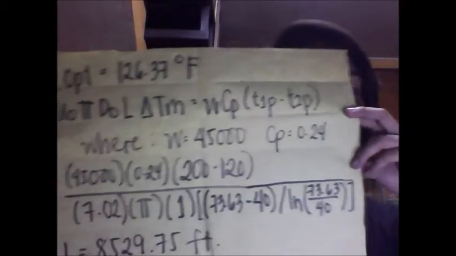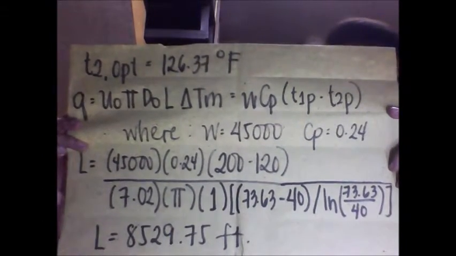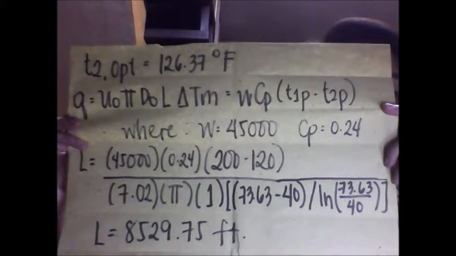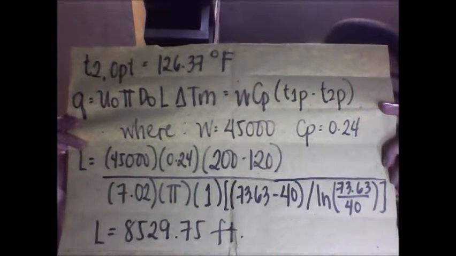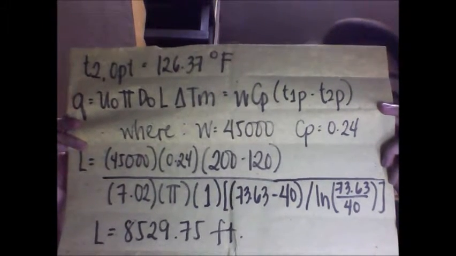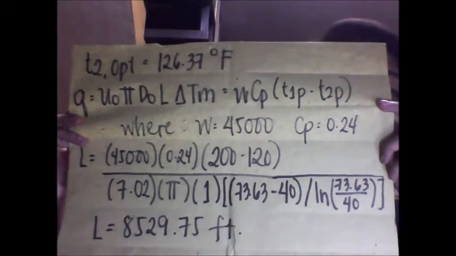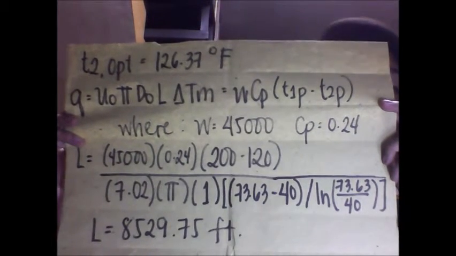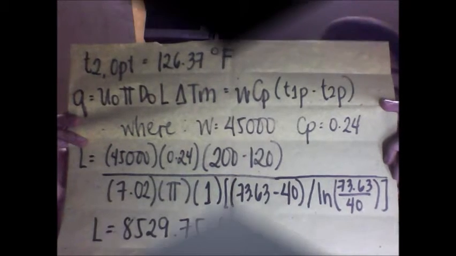So, by using this equation, Q is equal to U sub O times pi times the outside diameter of the tube times the length times delta T sub M, which is equal to W times C sub P times T sub 1P minus T sub 2P, where the mass rate is equal to 45,000 and the heat capacity is 0.24. Then plugging in the values, the length of the tubes that we find is 8,529.75 feet.